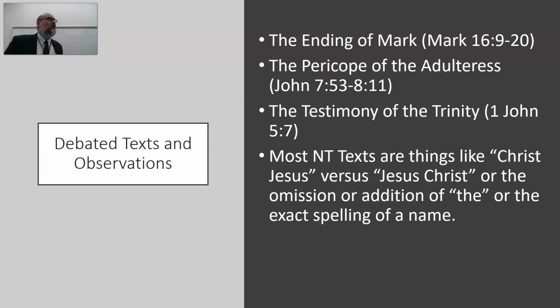Most of the time, when you're talking about textual criticism, you're talking about trying to decide whether the Greek text said Christ Jesus or Jesus Christ. So it has to do with the order of words, or whether or not it's the church or just church. You have plenty of manuscripts where you have passages like that, which are insignificant in terms of theology, but still important in terms of deciding what the ancient writers actually wrote.